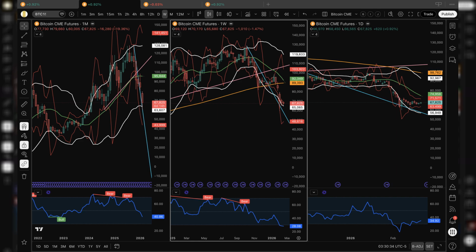RSI confirms this redistribution. It fell toward 30. It attempted recovery. It stalled below 50. That failure to regain midline density indicates pressure remains but is not accelerating. Momentum is sustained at lower intensity. It is neither collapsing nor expanding. It is holding inside structural gravity.